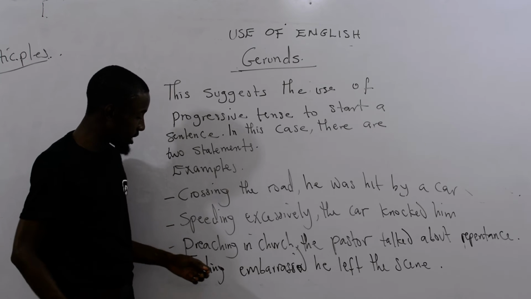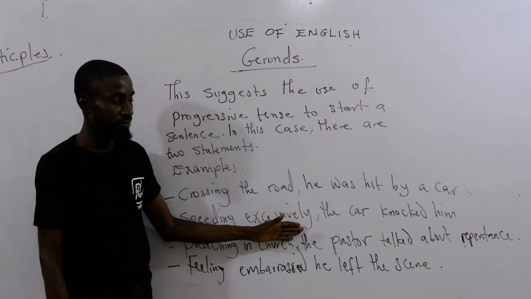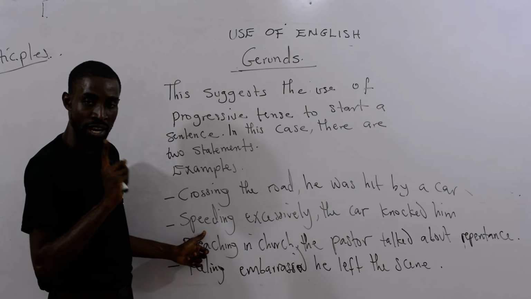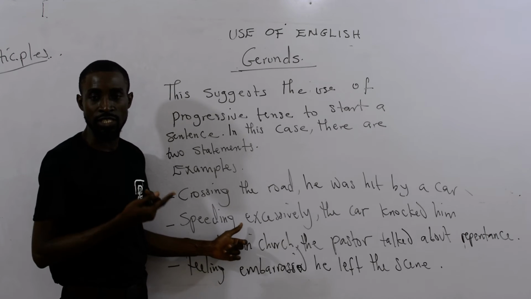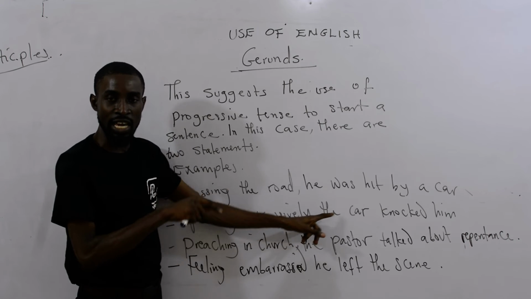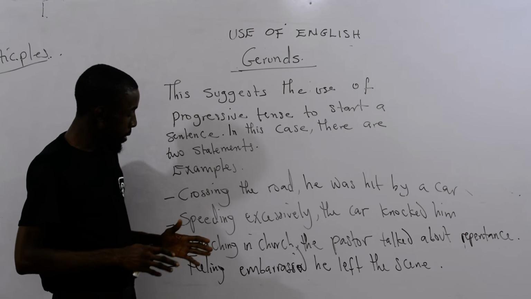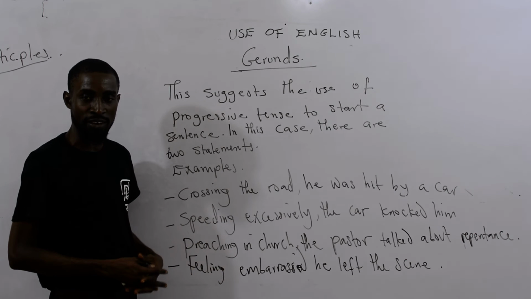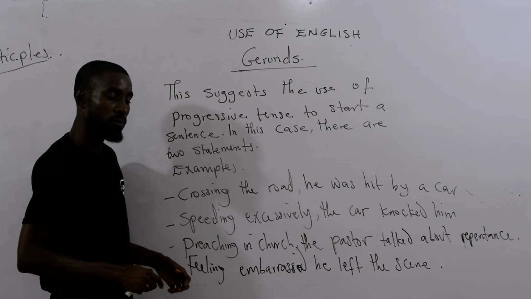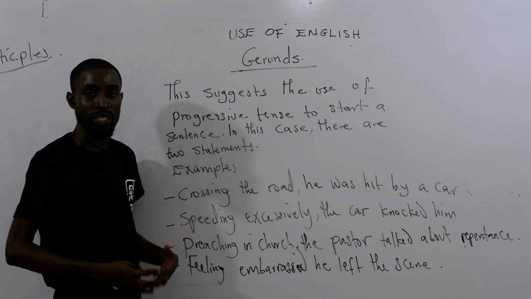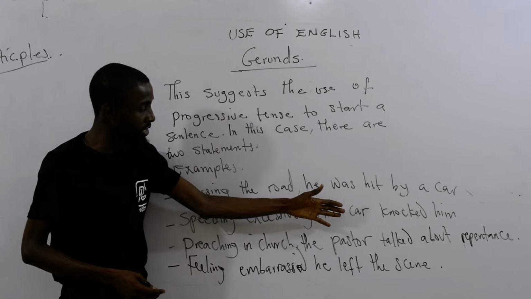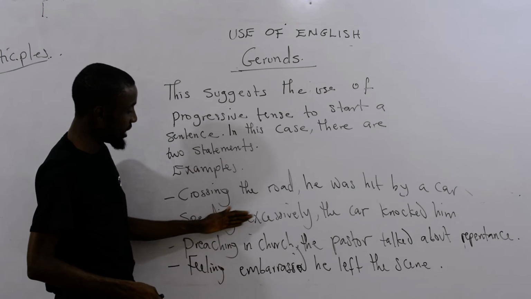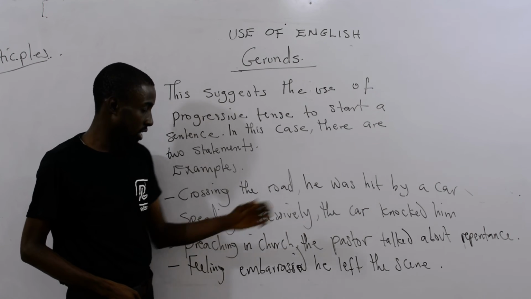Now check this second statement. Speeding excessively, the car knocked him. What comes to your mind? The question is, what is speeding excessively? It's a car. So the car now begins the second statement, making the expression correct. But if you say speeding excessively, he was knocked down by a car, that's incorrect grammar, because it is not the boy that is speeding excessively, it is the car. So why not allow the car to complete the statement? So this one is very correct: speeding excessively, the car knocked him.